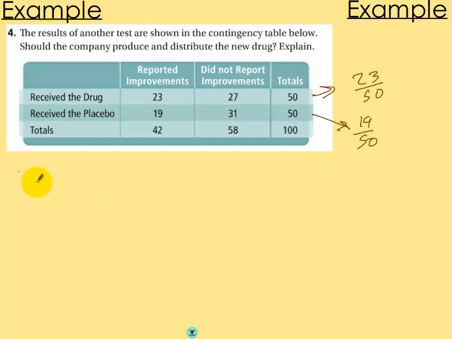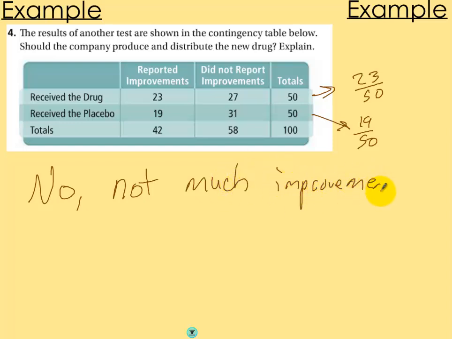Now, it's kind of up to your opinion. Should they distribute the drug? I'm going to say no. And the reason is I don't see much of an improvement. If it's only 4 extra people out of 50, I'm going to say not much improvement. Now, you might say there's a little bit because, hey, 4 extra people said they're happy, but is that significant enough? And I think in later sections we're going to talk about if that's significant enough.